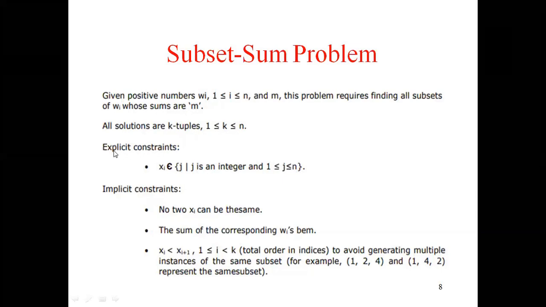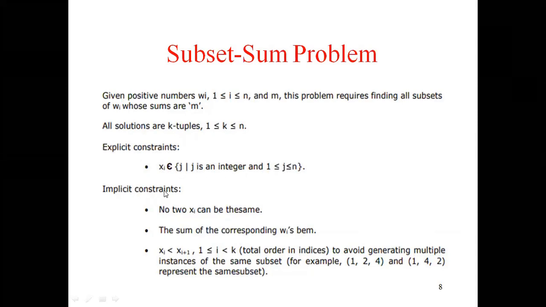So, explicit constraints. What are the explicit constraints here? Xi belongs to j, where j is an integer between 1 to n. The value of j should be between 1 to n. So xi, x1, x2, x3, x4, like this, those things belong to j. Okay.